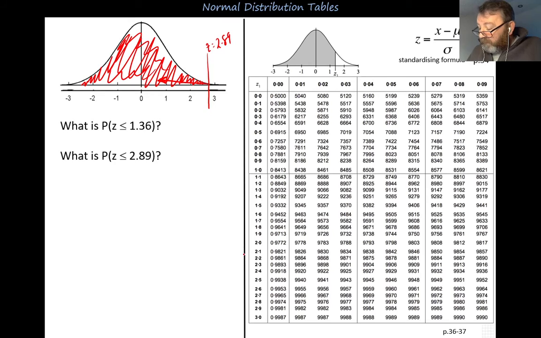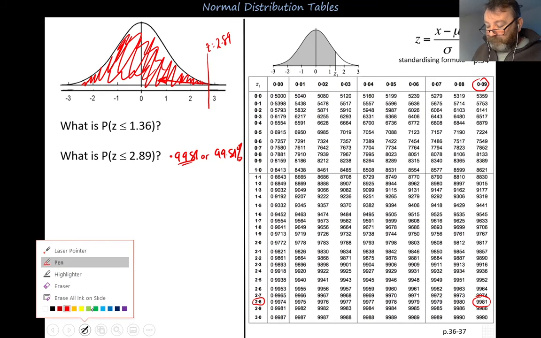So I go to the tables, I find 2.8, then I find 0.09, and I come right down onto the same column, and that's what I work out. 0.9981. That's the probability that a Z-score will be less than or equal to 2.89, or as I said already, 99.81%. You decide what you want to do. Some people stick with decimals because they make an awful lot more sense. Okay, next one.